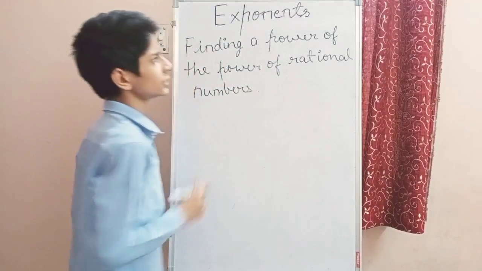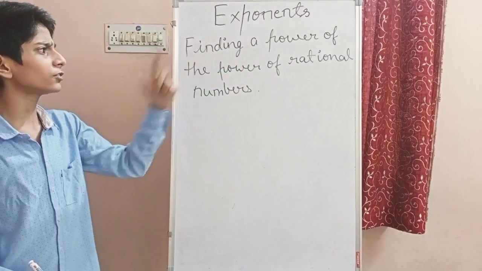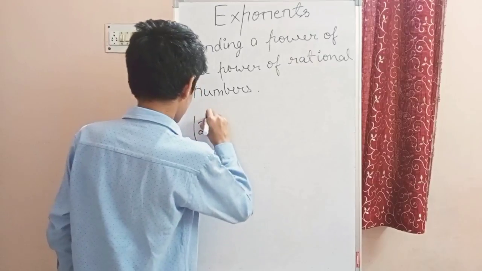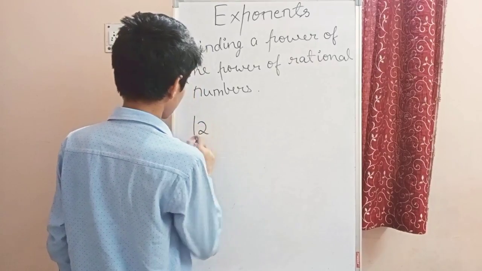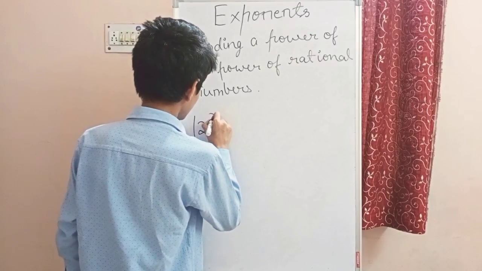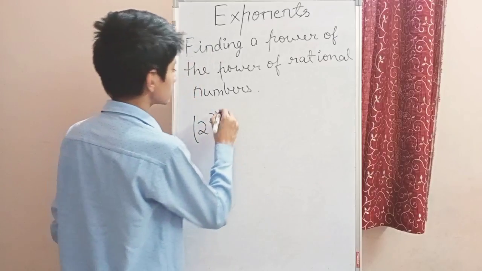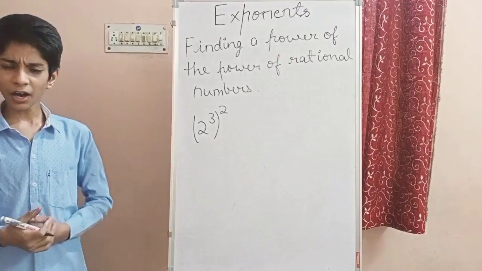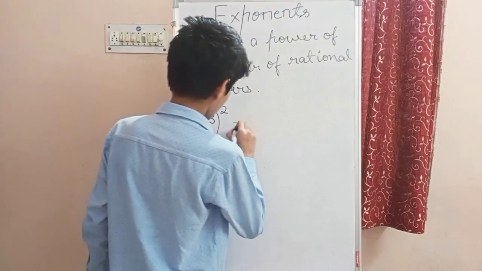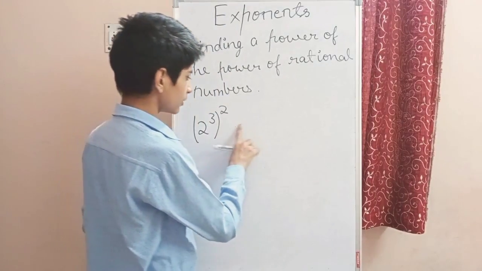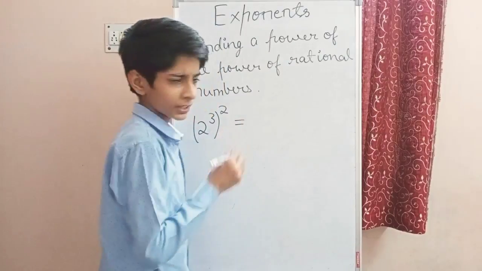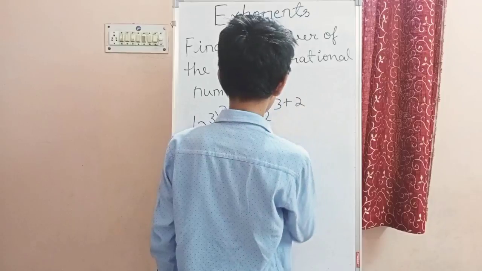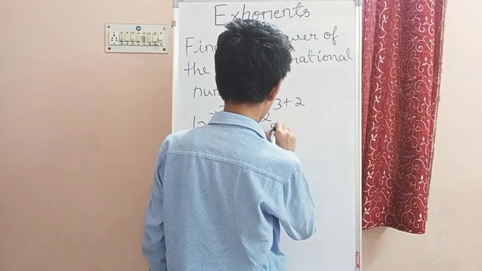Now what is the meaning of the second law? Finding a power of rational numbers. It means, let's take this question. Here we have opened the bracket and we have written 2 raised to the power 3, then the bracket closed, and after closing the bracket, raised to the power 2. Now how will we do this type of question? We will do the same way as we did in law 1, that 2 raised to the power 3 plus 2, so it becomes 2 raised to the power 5.